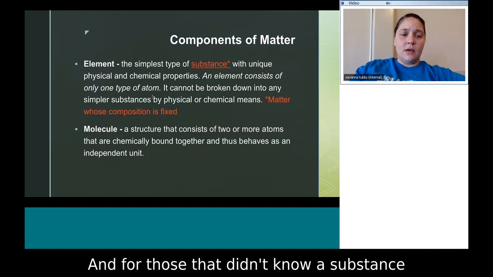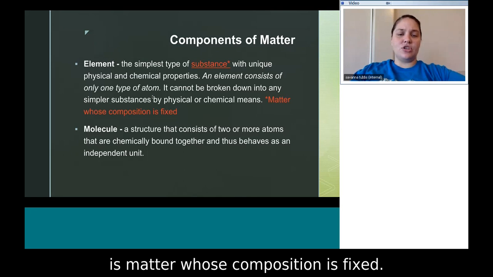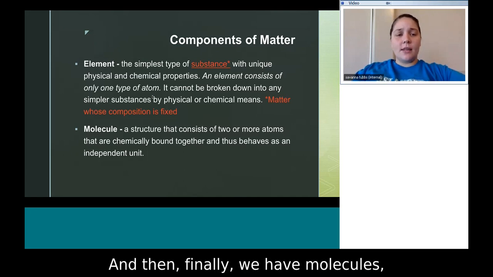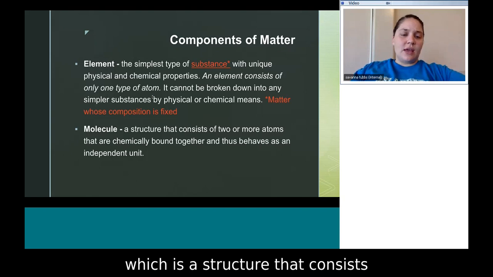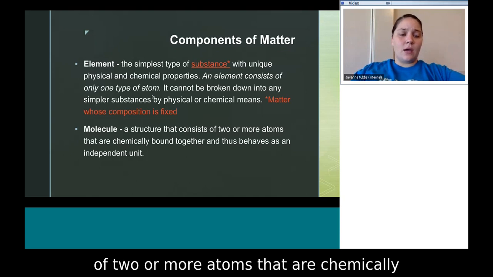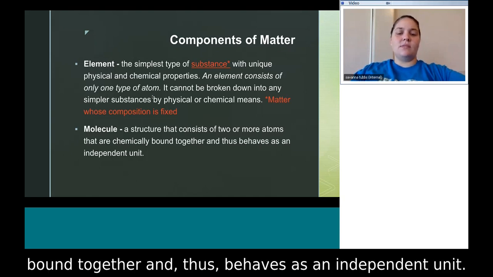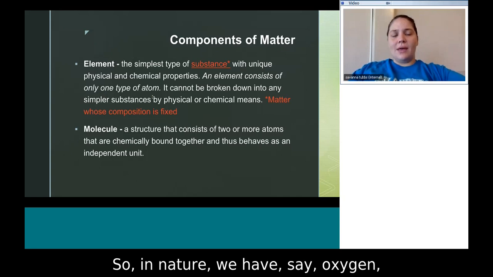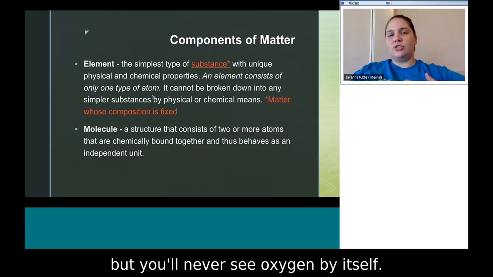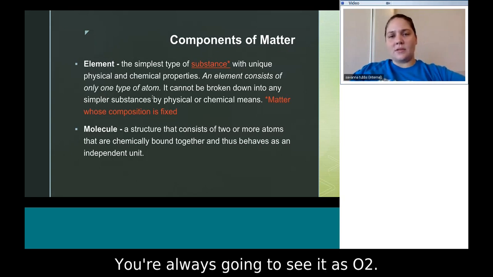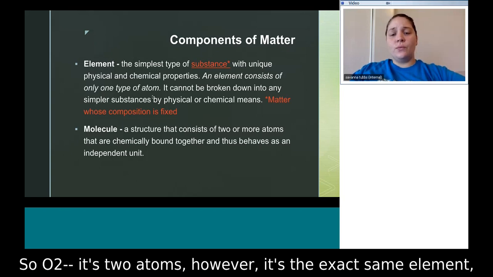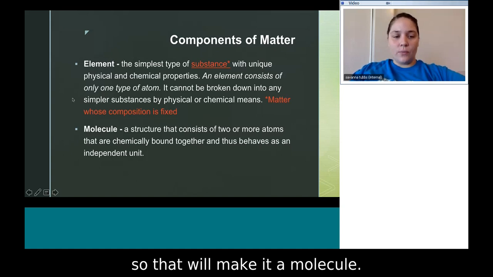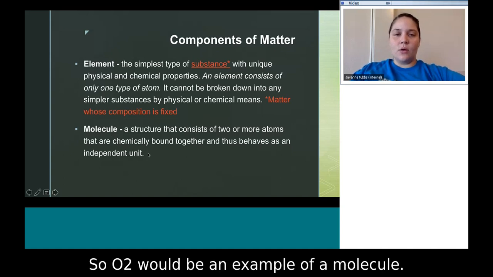You can only have one type for it to be considered an element. And for those that didn't know, a substance is matter whose composition is fixed. And then finally, we have molecules, which is a structure that consists of 2 or more atoms that are chemically bound together and thus behaves as an independent unit. So in nature, we have, say, oxygen, but you'll never see oxygen by itself. You're always going to see it as O2. So O2 is two atoms, however, it's the exact same element. So that will make it a molecule. O2 would be an example of a molecule.